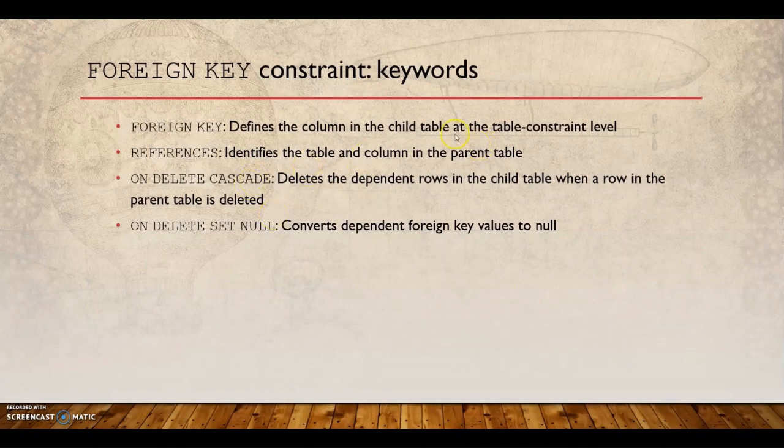Foreign key defines a column in the child table at the table level constraint. References identifies the table column of the parent table. On delete cascade deletes the dependent rows in the child table along with the row of the parent table. Sometimes you want to delete the complete constraint, then you can issue on delete cascade as well.